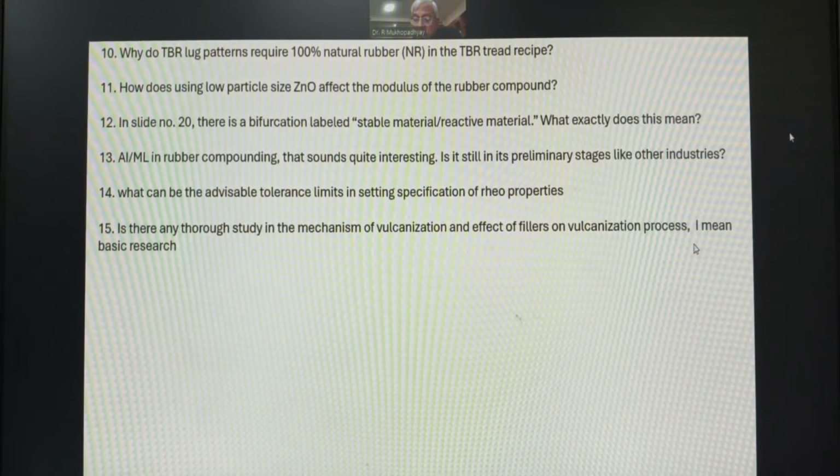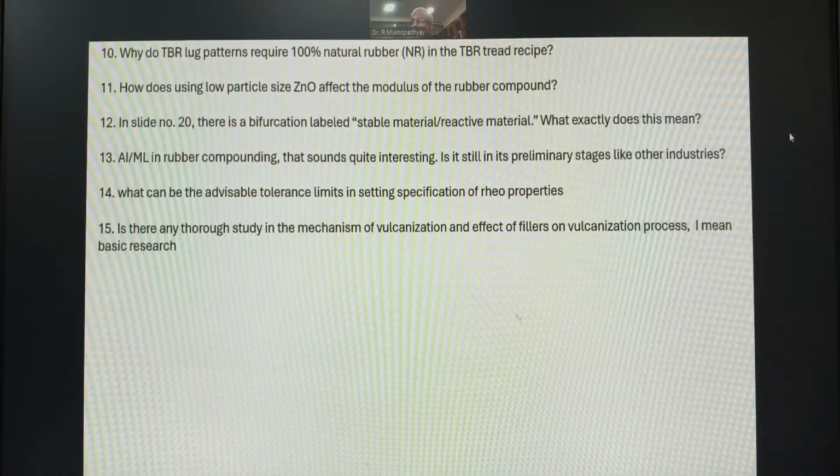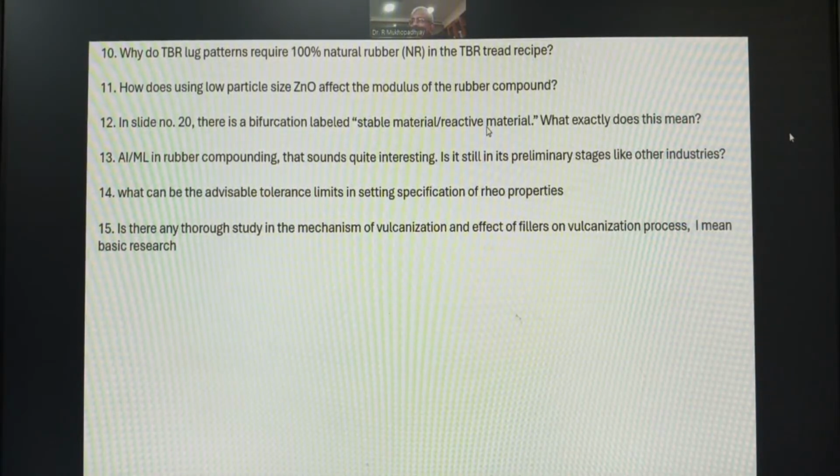There is a bifurcation into stable material and reactive material. What does exactly this mean? Let me be very clear. In rubber compounds, the slide has shown stable and reactive. Reactive means the silica and silane coupling agent are reacting together, silanization. So that is a reactive material.